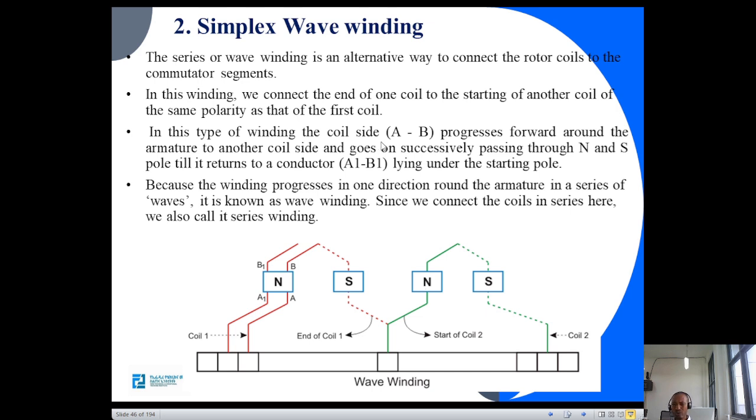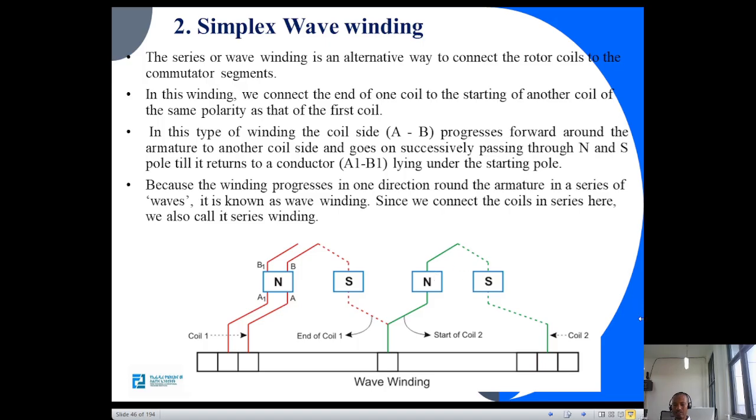In this type of winding, the coil side AB progresses forward around the armature to another coil side and goes on successively passing through north and south poles until it returns to conductor A1 B1 lying under the starting pole. It will successively continue until it returns back under the same pole. Because the winding progresses in one direction round the armature in the manner of a wave, it is known as wave winding. Since we connect the coils in series, we also call it a series winding.